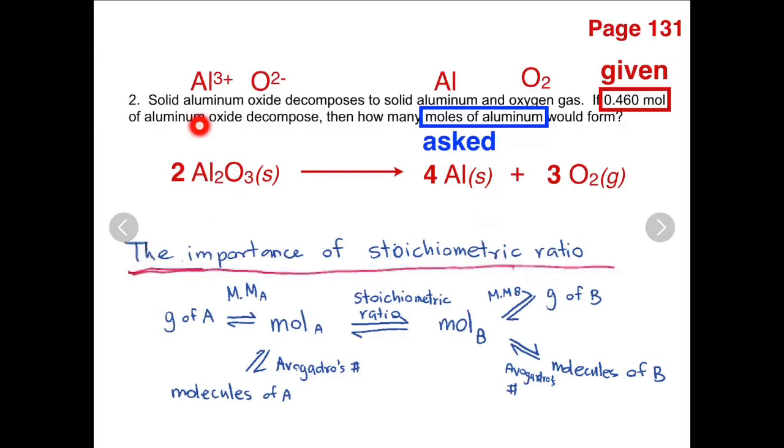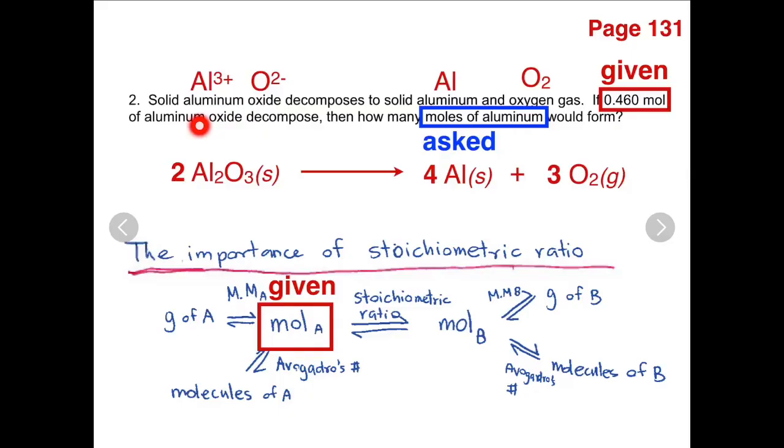So pretty much what we're going to do is follow this stoichiometric ratio roadmap right here. What's given is given here. We're not going to start all the way at grams because it doesn't give us grams, it gives us mole. So make sure you start where it's given. Since it's already given here, you don't need to go back to grams again. It's just a waste of your time. So we are going to start from this given mole.